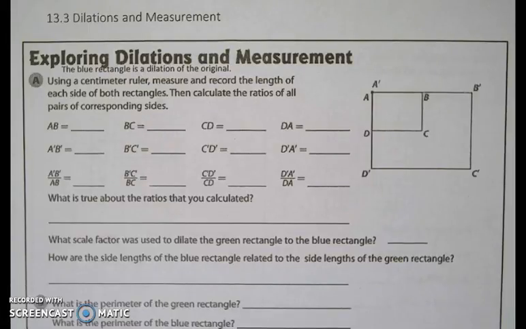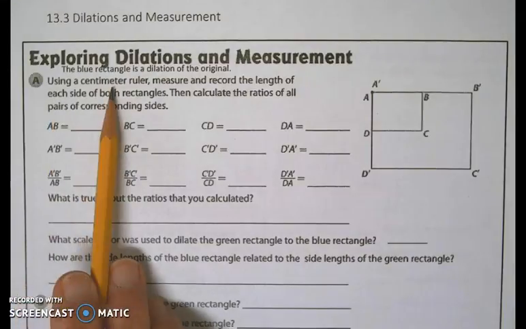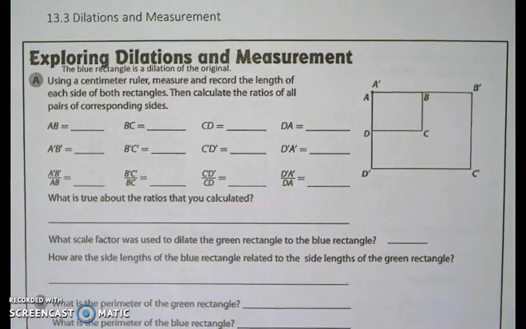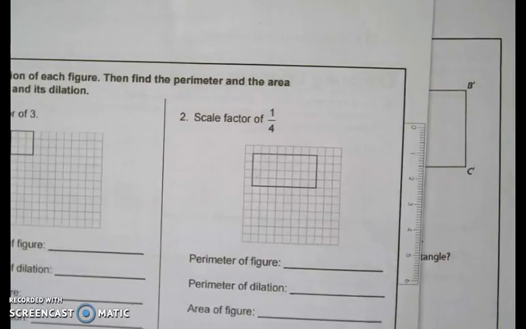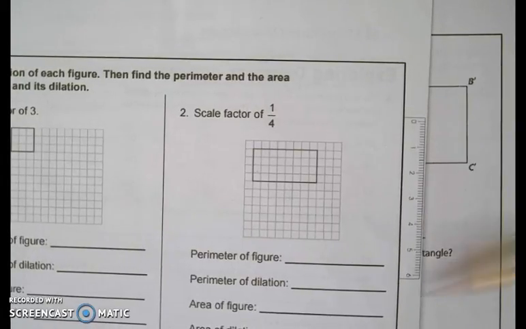Okay, today we're going to explore 13.3 dilations and measurement. If you read on here, it says to use the centimeter ruler to measure and record the length of the sides. Well, we've made it easy by giving you the centimeter ruler on the back. So if you turn your paper over, you will see that there's a centimeter ruler on the right-hand side and on the bottom.